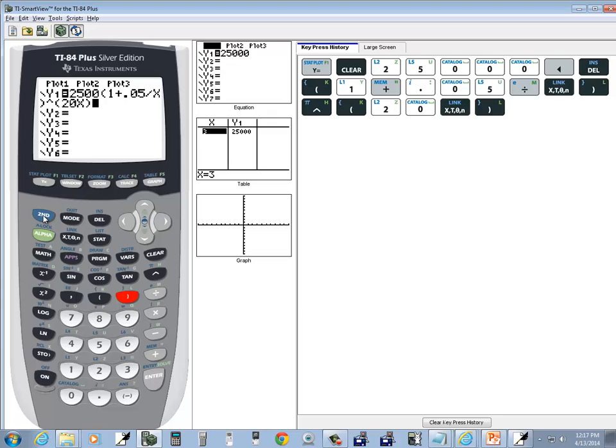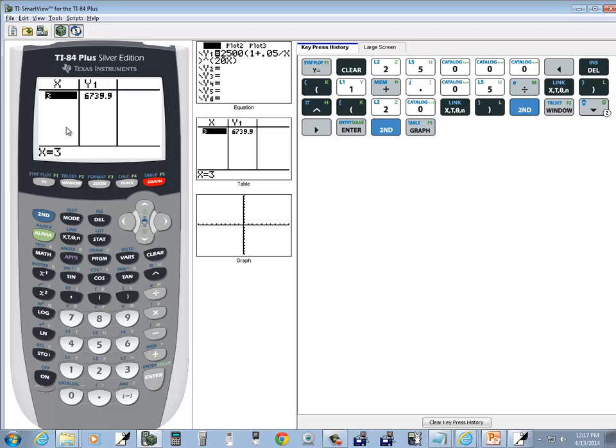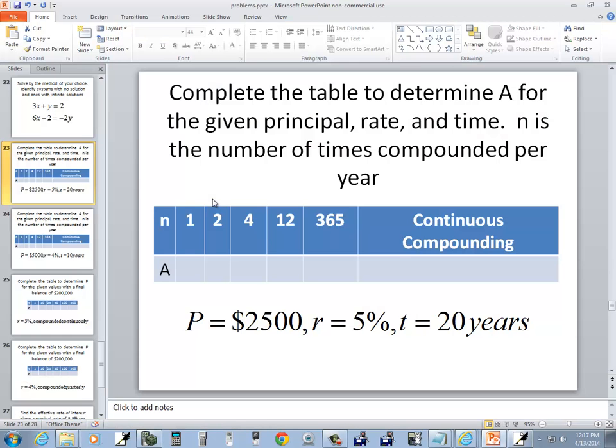Now I'm going to go to my table, and if your table's not set up for this, you first have to do second window, go to table setup, and you want independent to say ask. So you down arrow to that line, you right arrow, put your flashing cursor on ask, and you press enter one time. Now if we go to second graph, our table, you may or may not have numbers there. If you have numbers, you can press delete to clean them out, and we're ready to start processing what they're asking for.